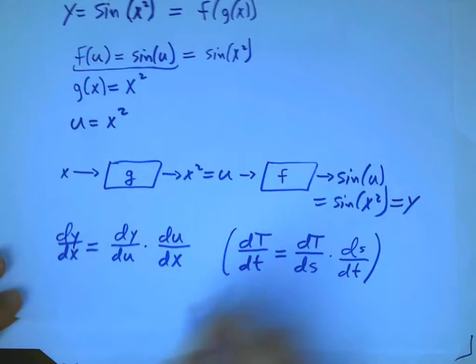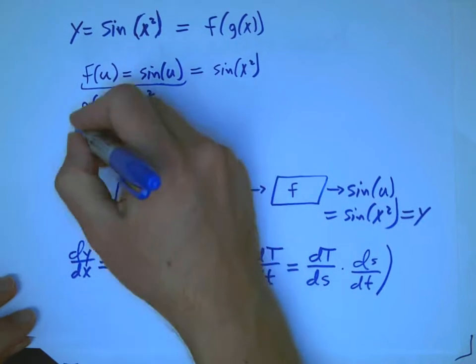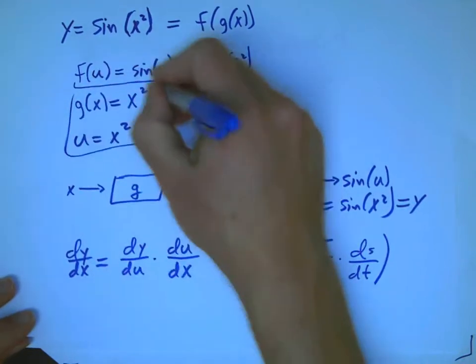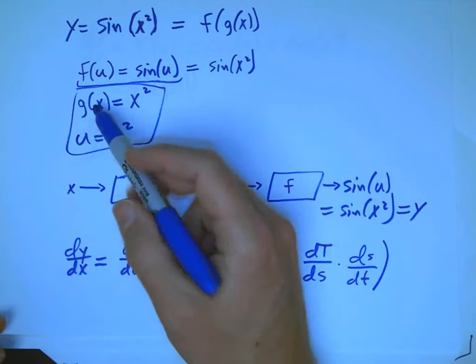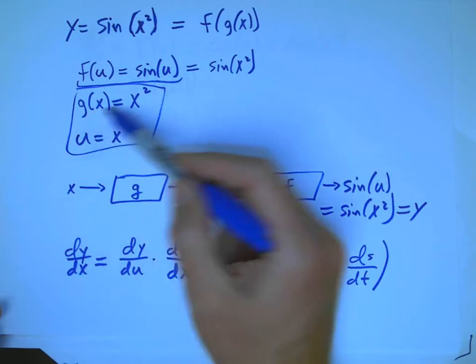All right, now what's the other part of the story? du dx, that's the other part of this guy. Well, that's pretty simple, because that's just the derivative of g.